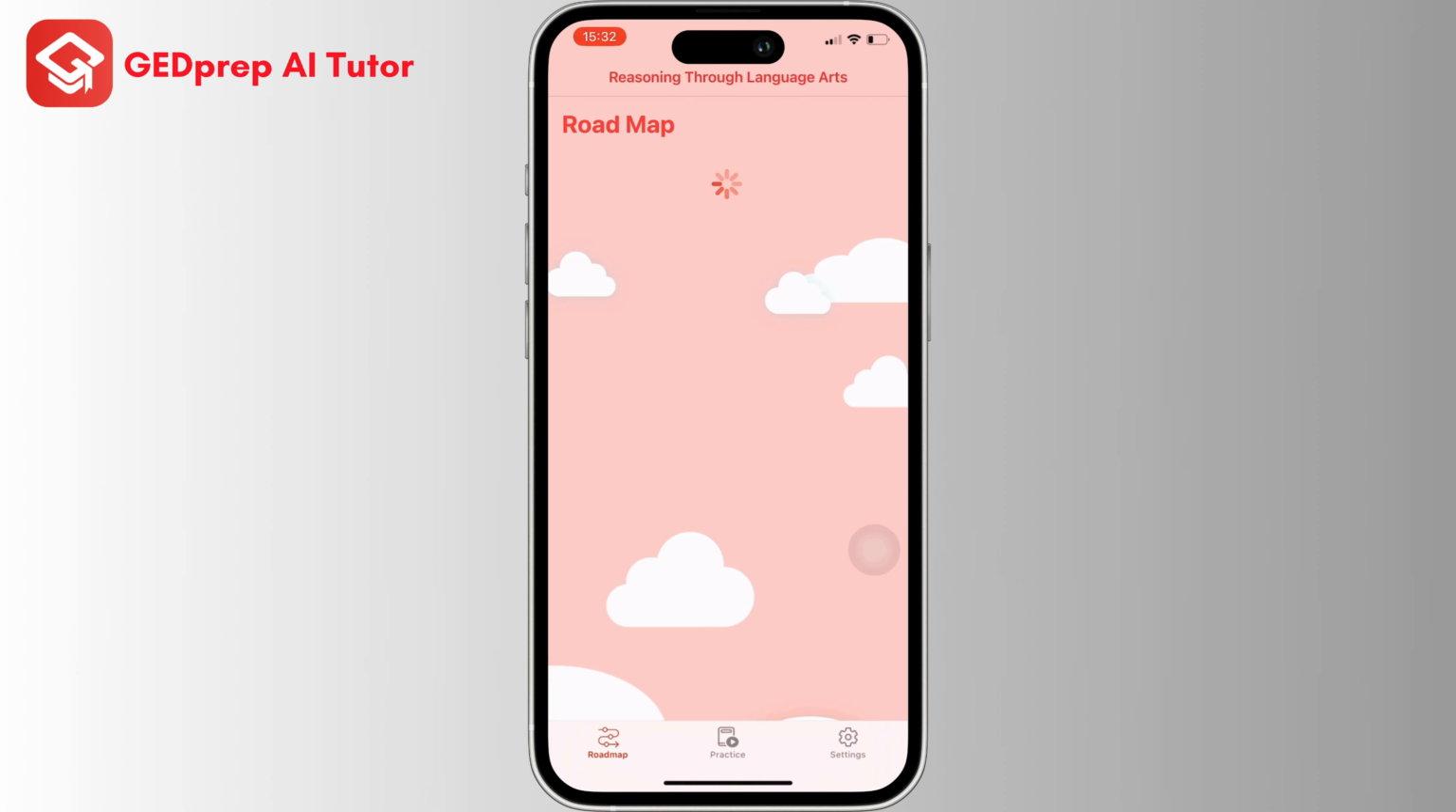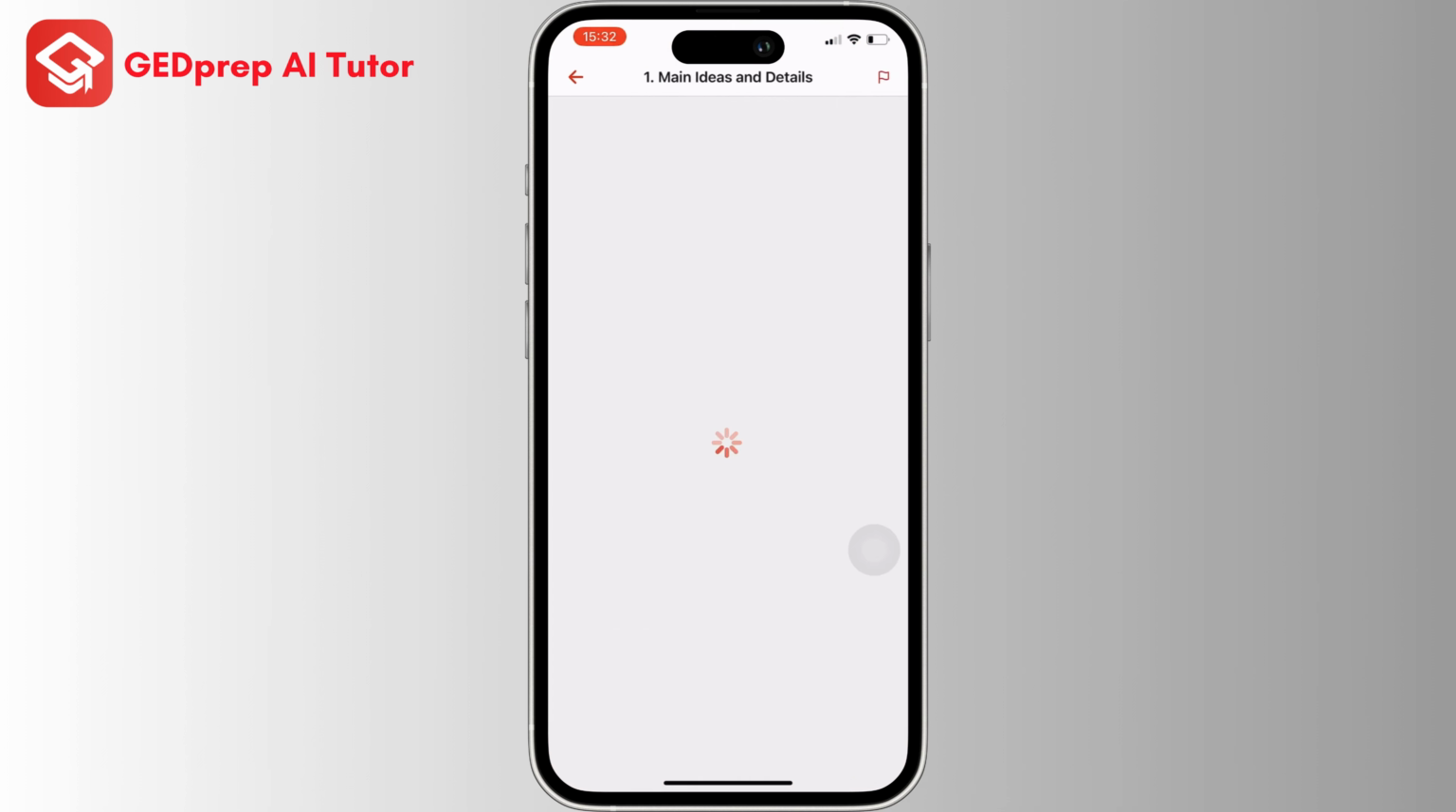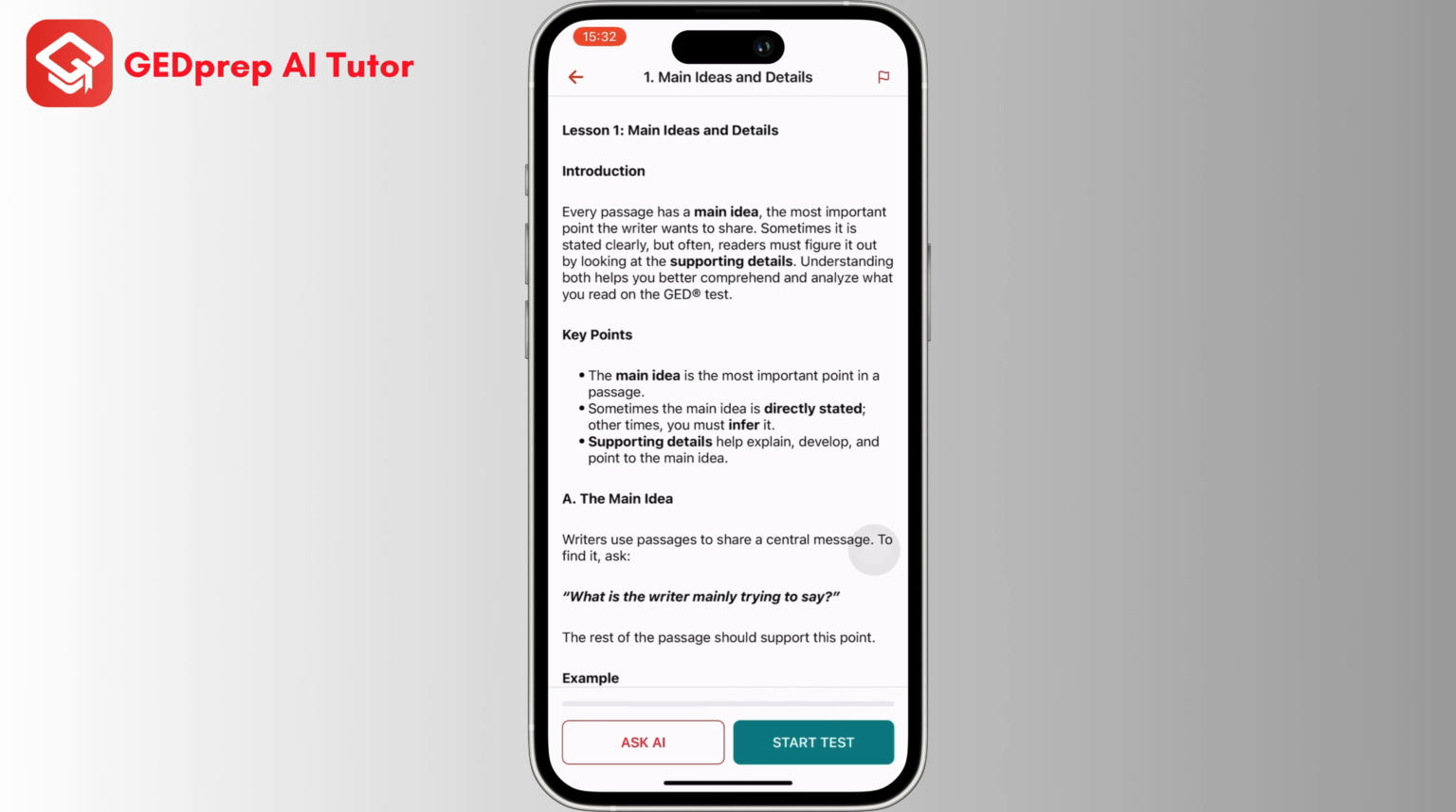Today's language arts lesson covers a key reading skill for the GED. How to identify the main idea and supporting details. Every passage has a central message. Sometimes it's stated clearly. Other times, you need to figure it out by looking at the details. Mastering this skill will improve both your test performance and overall reading comprehension.